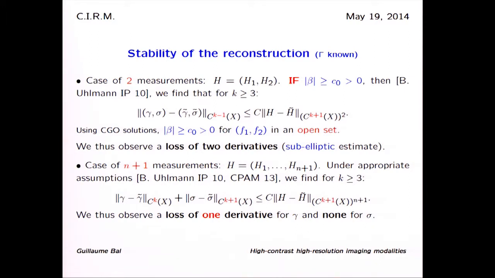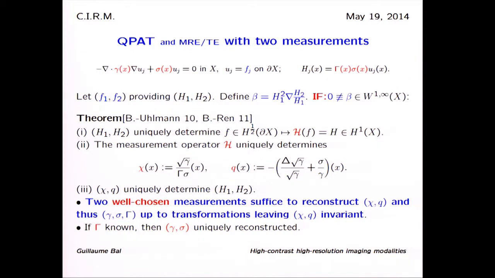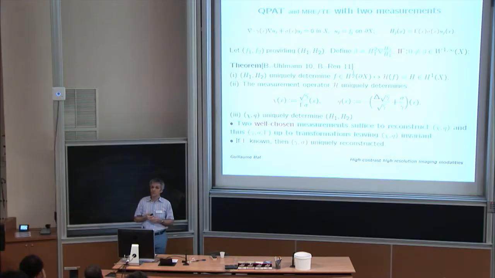What is the stability estimate of that problem? Well, what we can obtain is that, assuming that that vector field is bounded from below by a constant, so that's a big if, we have, remember that beta is the gradient of the ratio of two solutions. We want that gradient to be bounded away from 0, which means that you have to choose the f's carefully so that this is the case. I will come back to that problem later a little bit.